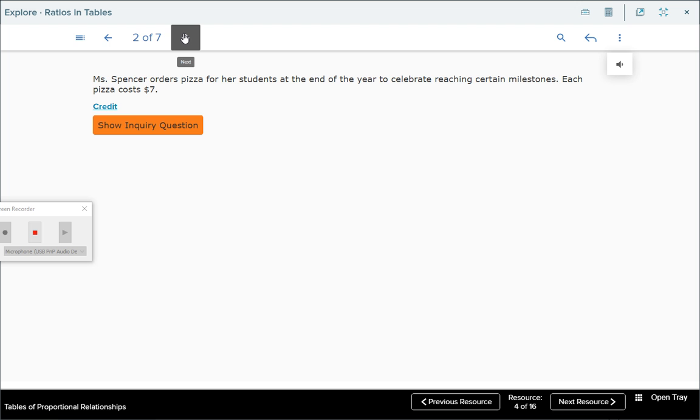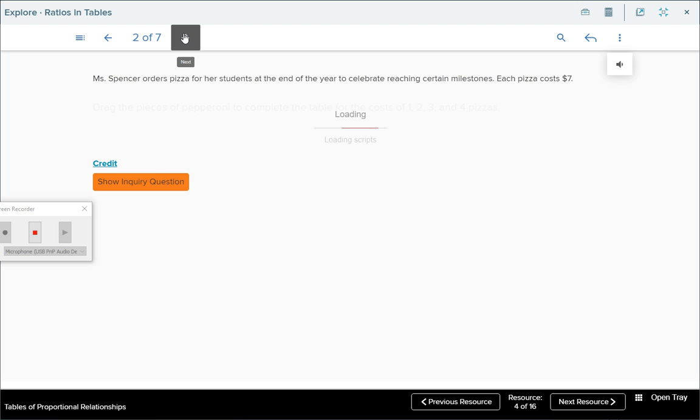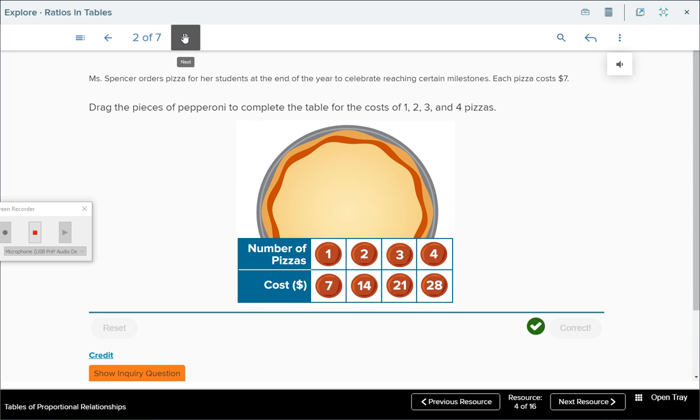Okay. Miss Spencer orders pizza for her students at the end of the year to celebrate reaching certain milestones. Each pizza costs $7. So this is pretty simple, right? If she has one pizza, it's $7. If she has two pizzas, it's $14. If she has three, it's $21. How can I use this to figure out how much a certain amount of pizza costs? Let's say she had 10 pizzas. How much would that cost? Everybody tell me. 1, 2, 3, go.